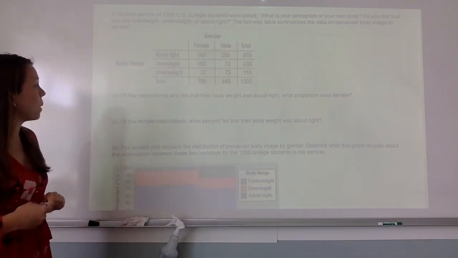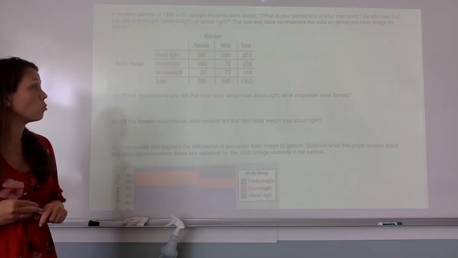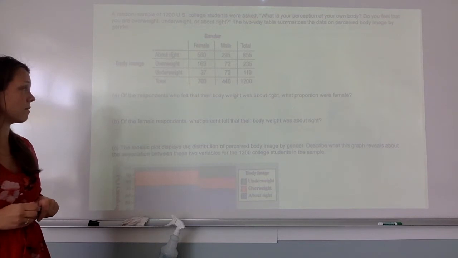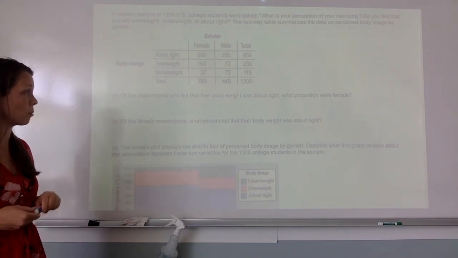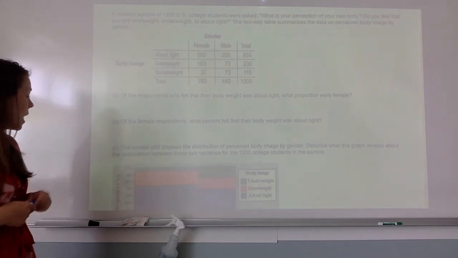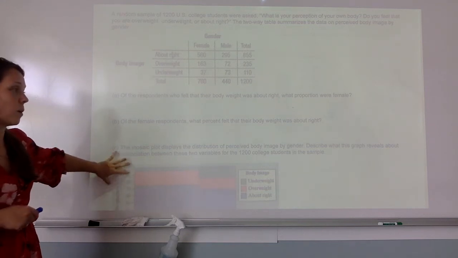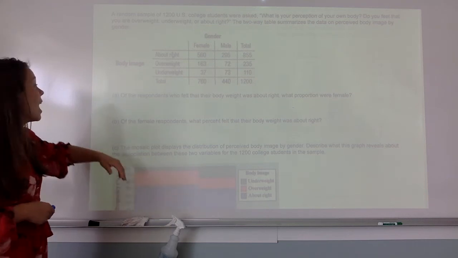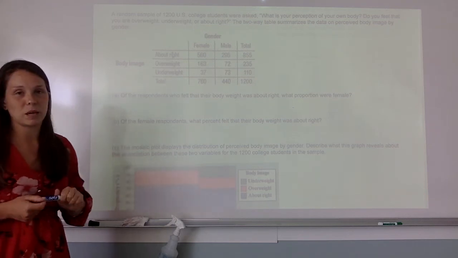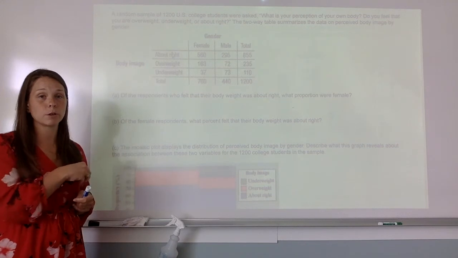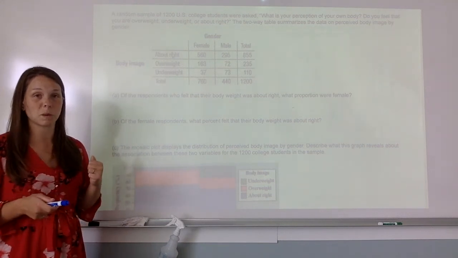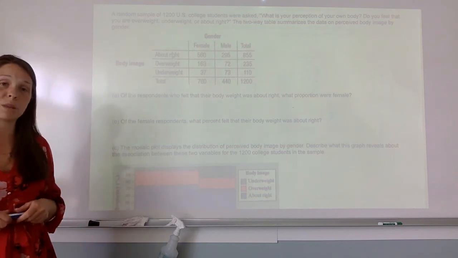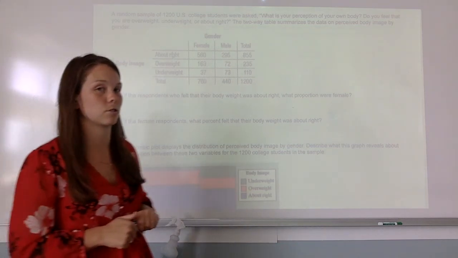Question A, of the respondents who felt that their body weight was about right, what proportion were female? Part B, of the females respondents, what percent felt their body weight was about right? And then C is wanting you to describe this, and so we're not going to quite get into that yet, but I want you to tackle A and B. So stop the video, see if you can figure out questions A and B. Those ones are a little bit more mathy. If you want to try part C, go for it, but then watch the next video to see the answers to these questions.